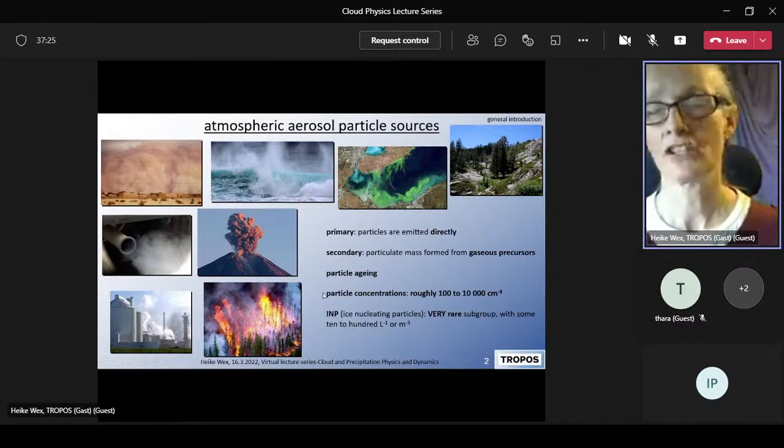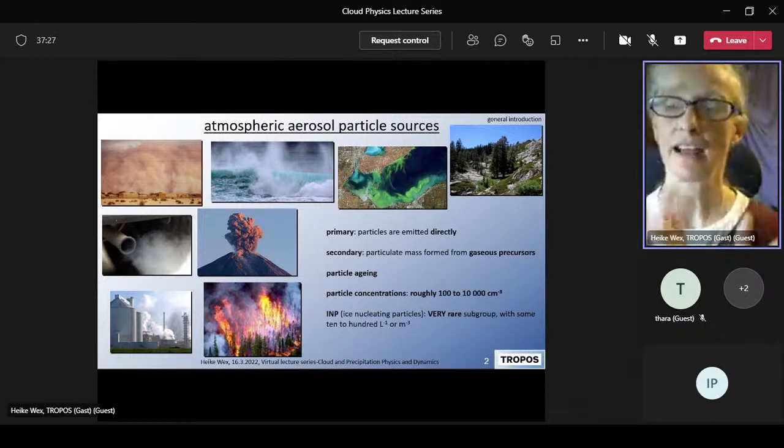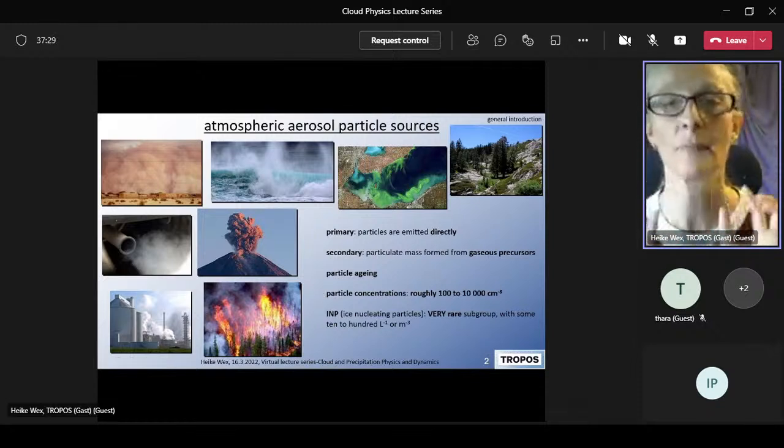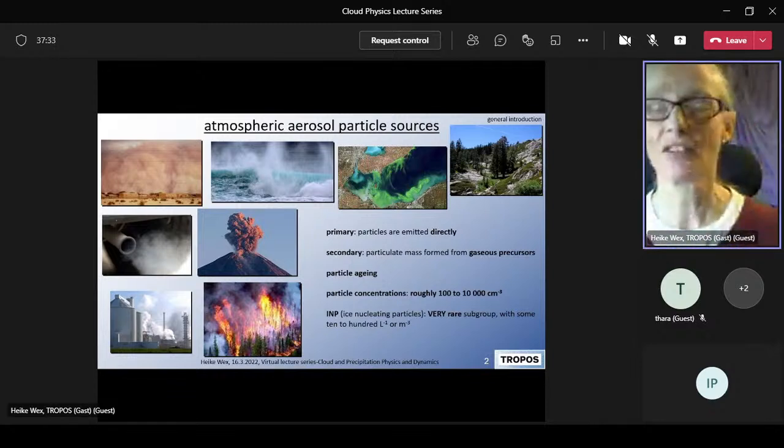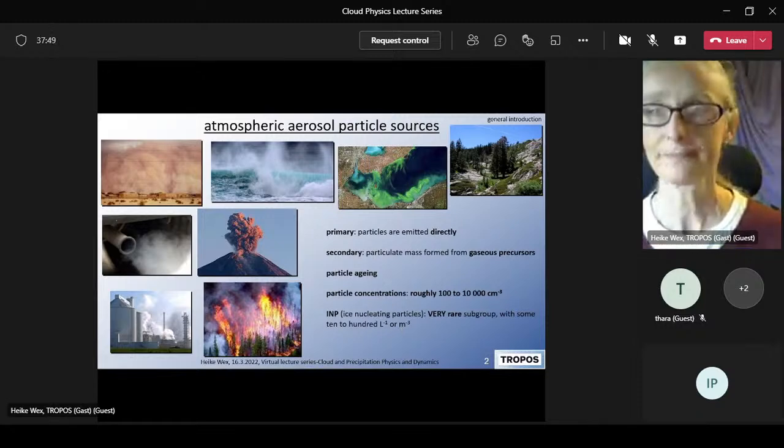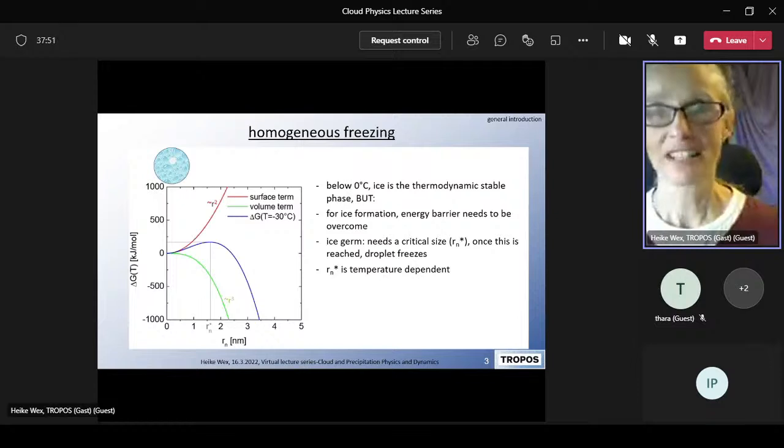Particle concentrations are roughly around 100 to 10,000 particles per cubic centimeter. Just very rough numbers, but you see this is quite high compared to typical INP numbers. They are very rare compared to all particles, with some 10 to 100 per liter, or even only 10 to 100 per cubic meter. You will see data on that later. So that was it about particles.